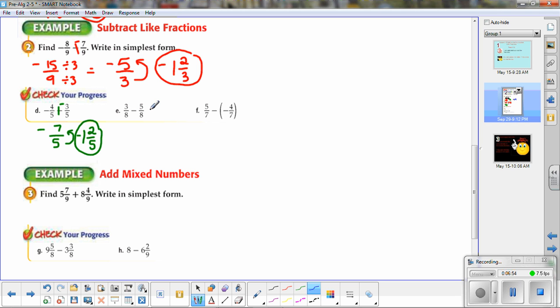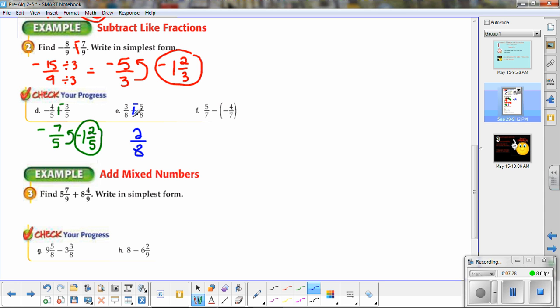3/8 minus 5/8, you are taking a bigger number away from a smaller number, so you're going to change it to adding the opposite. Now they're different signs, so rather than add, you're going to subtract, and you're going to subtract the one with the bigger absolute value minus the one with the smaller absolute value. So 5 minus 3 is 2. Keep the denominator the same.